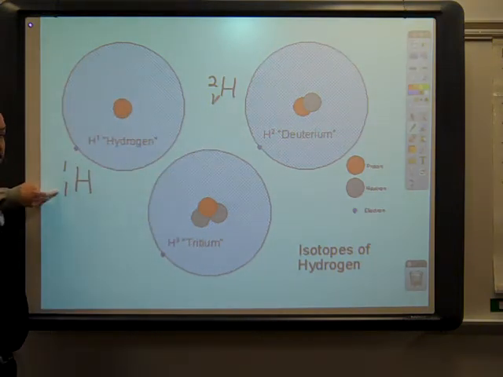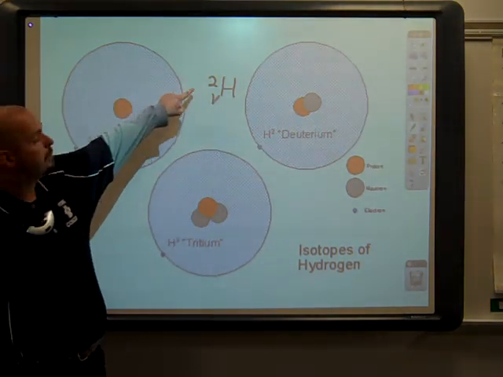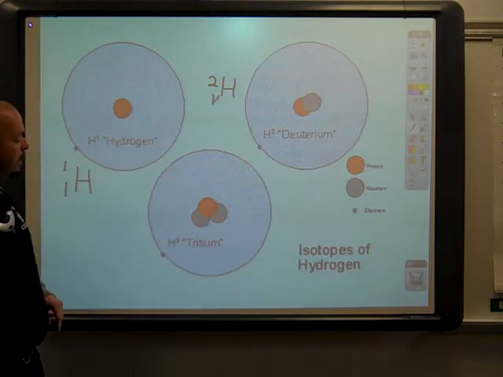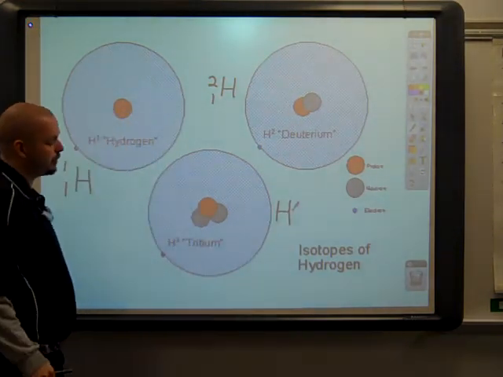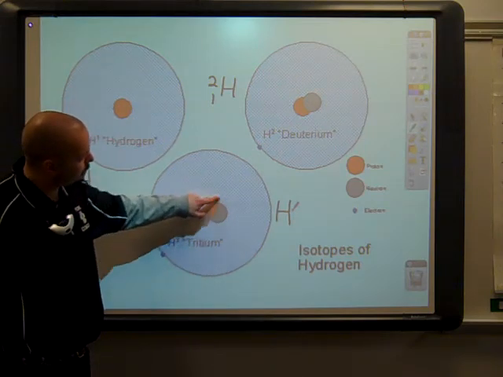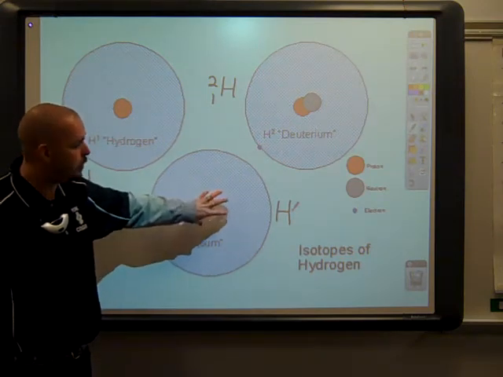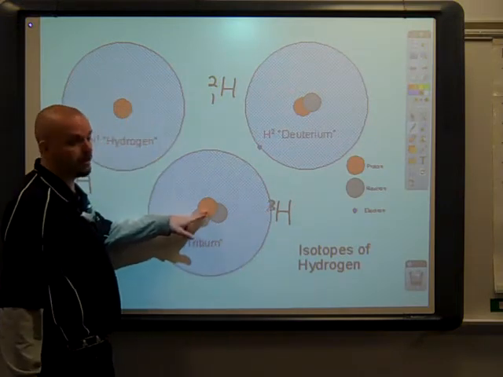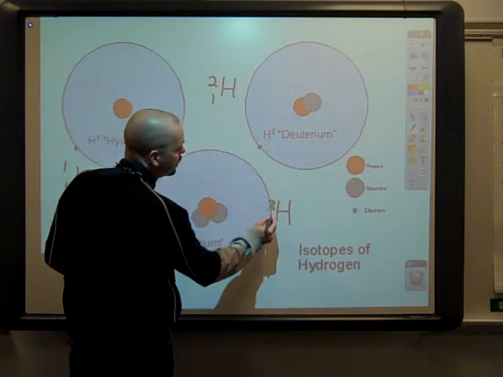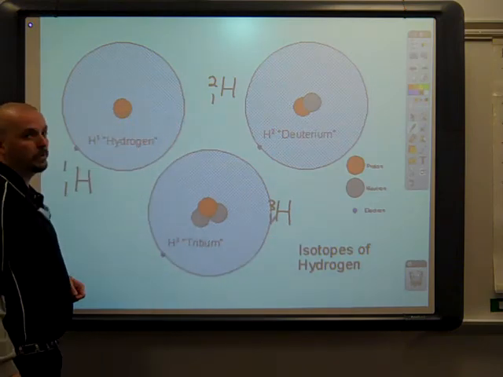Again, you can see the difference. The difference is mass. Last one on here, the tritium. Again, start with the symbol H. On top, we put the mass, which is the protons plus neutrons, or total number of particles. There are 3. And underneath that, the number of protons, or the atomic number, is 1.